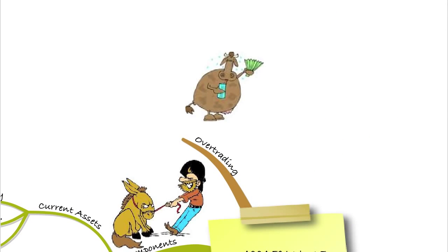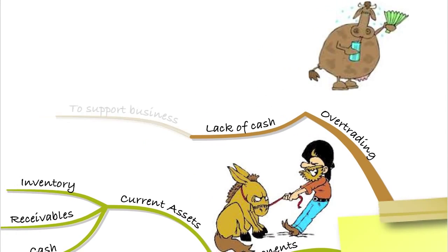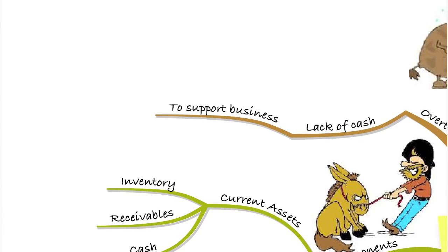The next thing we needed to think about was overtrading. A lot of questions on F9 discuss overtrading, but what is it? Well, it's a lack of cash to support the business. Remember, you can have a business that's making lots of profit, but profit's not cash. So having a lack of cash can damage or ultimately sink the business.